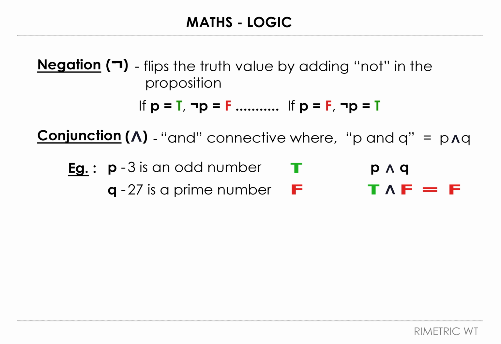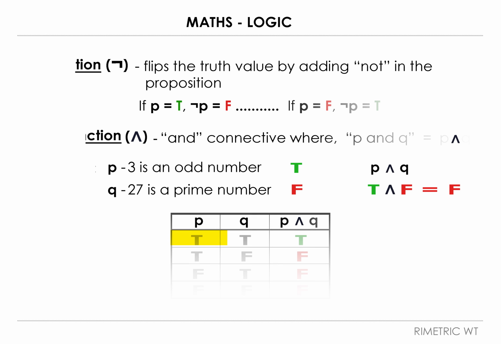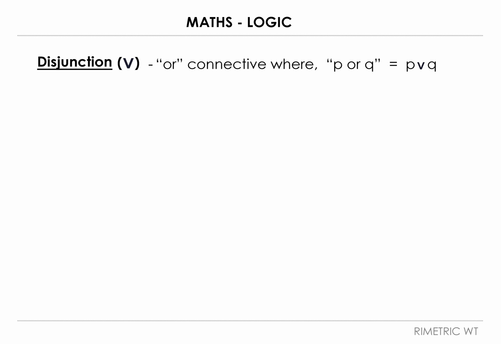Now, let's look at the possible combinations of truth values for two propositions joined by a conjunction in a truth table. As shown in the table, a conjunction is true only when both propositions are true. Otherwise, it is false. Now, this should be fun. Let's look at OR, which we call a disjunction, denoted by the symbol V. In logic, OR is usually inclusive.